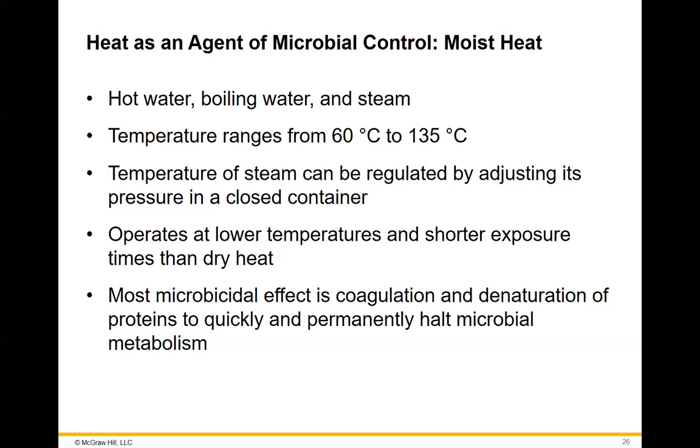Anyways, so yeah, we want to use steam. We can get to higher temperatures by adding in pressure. So that's where we're talking about the autoclave, okay? Most of the microbicidal effect of moist heat is going to be coagulation, and that happens better in the presence of water. So that's why moist heat is going to be way more effective than dry heat, and I'll show you why.